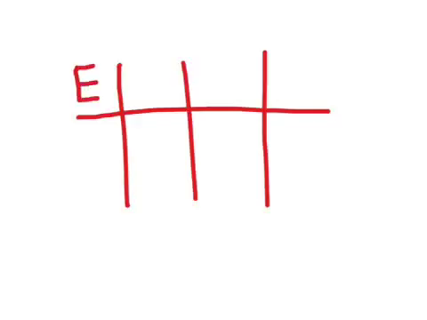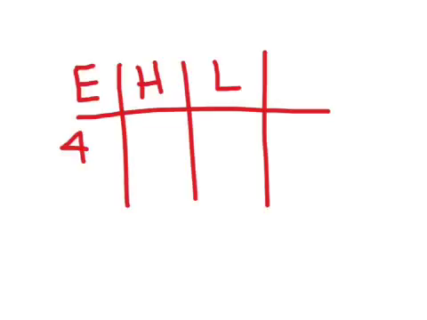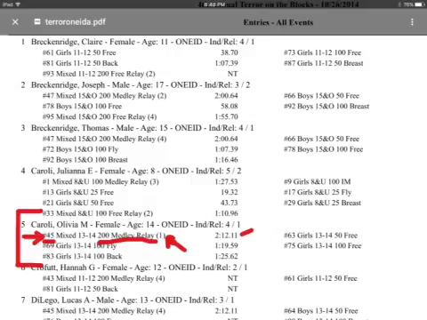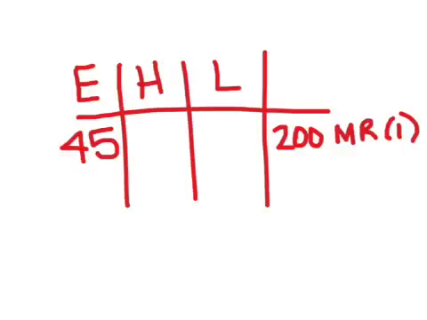To do that, she's going to set up a chart. In the chart, you're going to need the event, the heat, and the lane. The event is that number that Olivia first saw, which is event 45. And she also knows the name, which is the 200 medley relay, and she's going first. So she's going to put 200 medley relay. And just so that she knows she's swimming first, she's going to put that in parentheses.